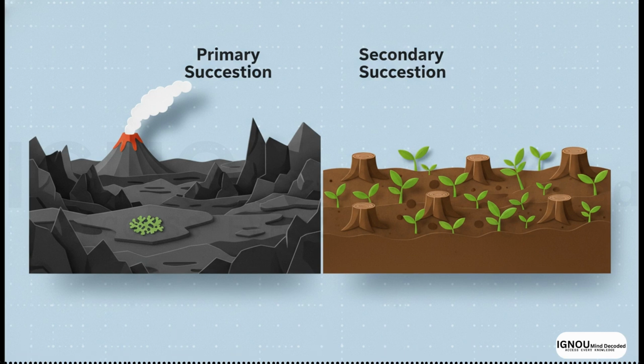Primary succession starts from absolute scratch. We're talking bare rock, fresh lava, a place with zero soil. It takes an incredibly long time because life literally has to create the soil from nothing. Secondary succession, on the other hand, happens when a place that already has soil gets disturbed. Think of a forest that's been logged or a farm that's been abandoned. Because the soil is already there, everything can grow back way, way faster.